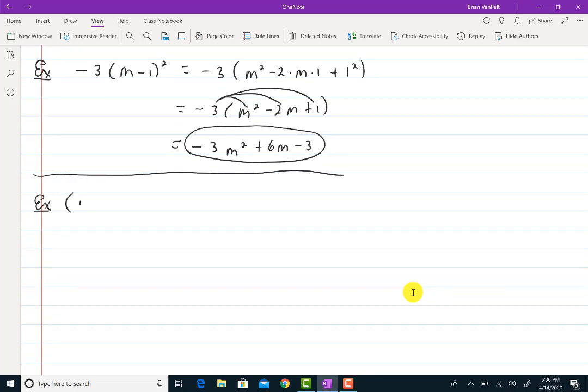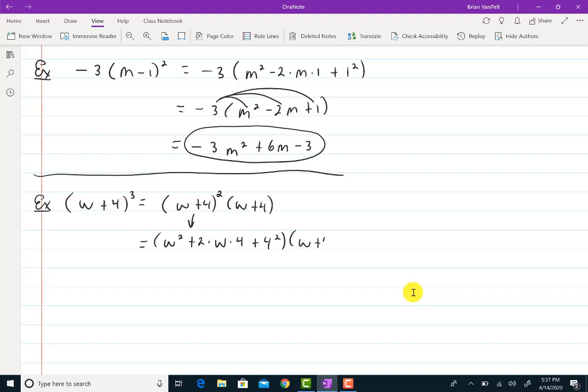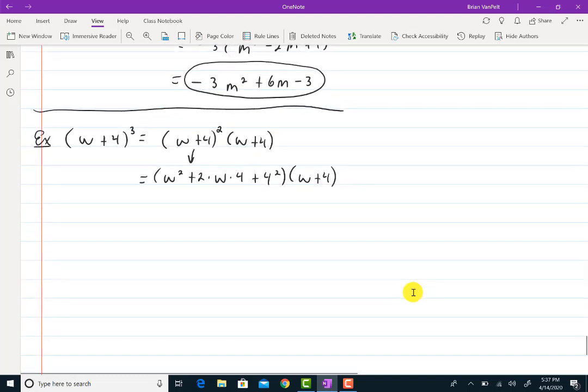Next we have w plus 4 to the third power. We don't have any special product formula for w plus 4 to the third. Instead, I'm going to treat it as w plus 4 squared times w plus 4. And then I'm going to multiply the squared part out first. So that part right there will be w squared plus 2 times w times 4 plus 4 squared, times w plus 4. Before I multiply it all out, let me go ahead and simplify inside the parentheses a little bit.